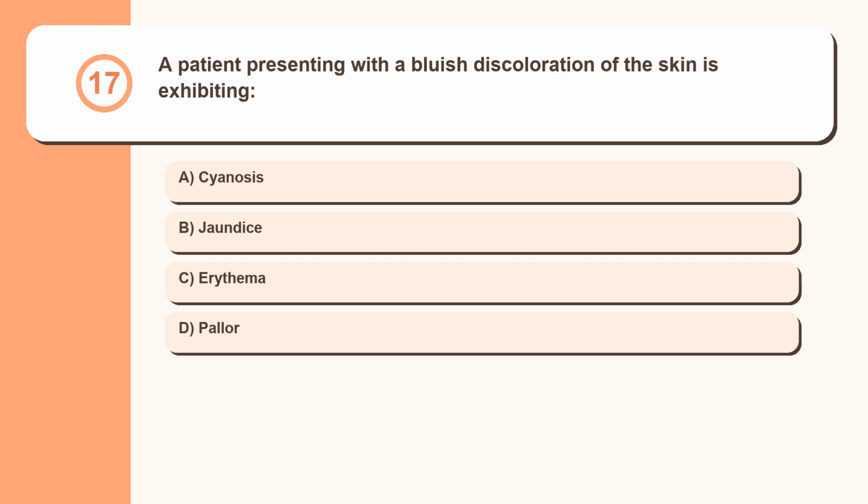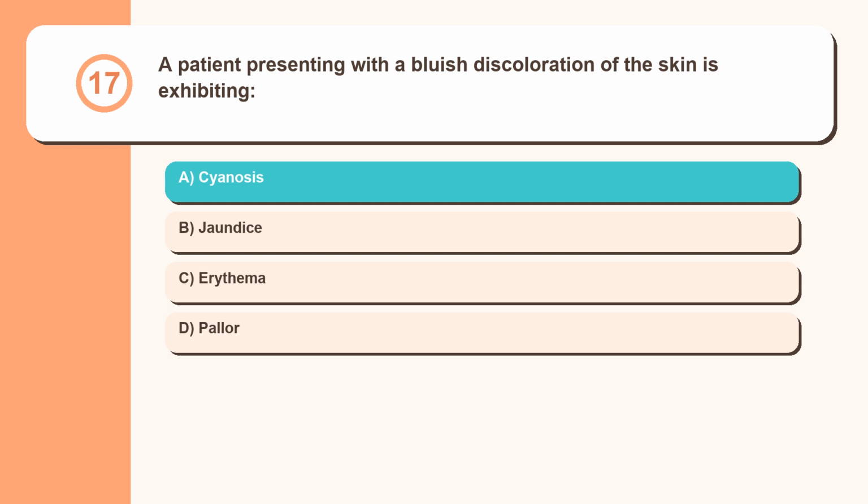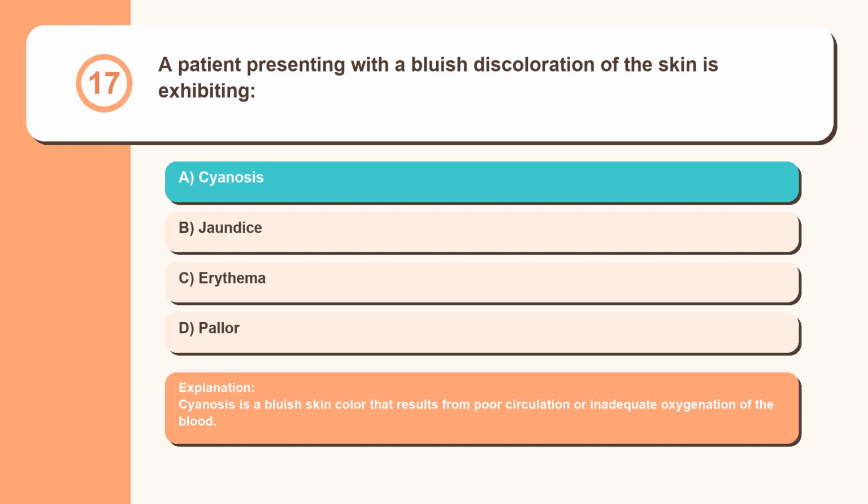Question 17. A patient presenting with a bluish discoloration of the skin is exhibiting cyanosis, jaundice, erythema, pallor. Cyanosis is a bluish skin color that results from poor circulation or inadequate oxygenation of the blood.